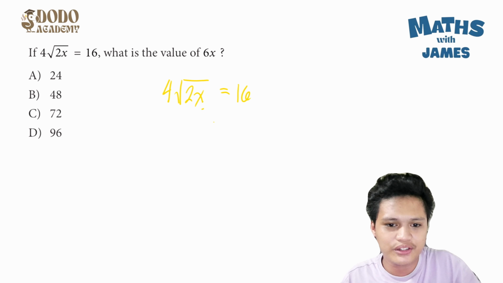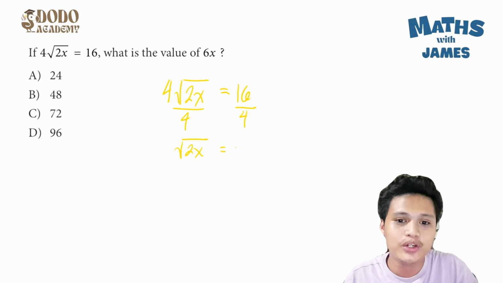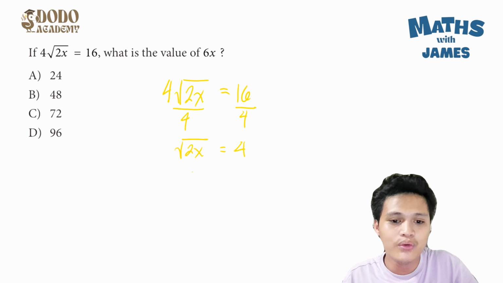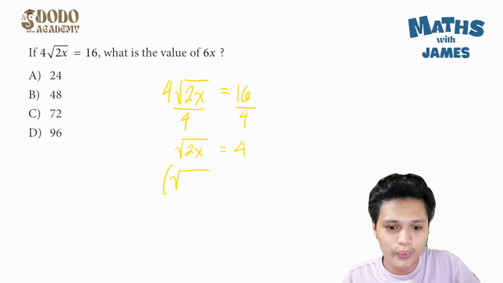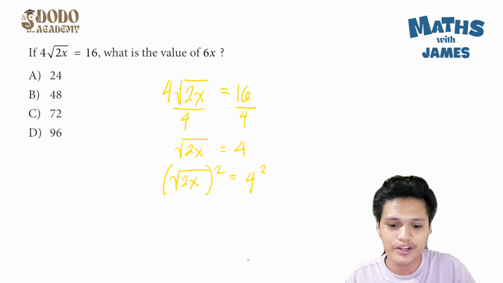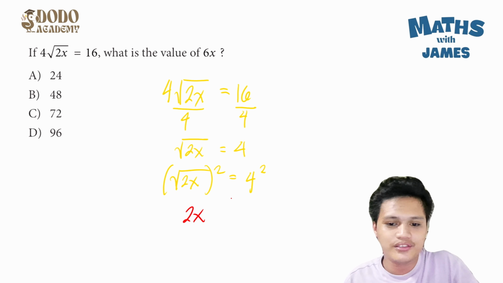This is done by dividing both sides by 4, and we obtain the square root of 2x, and on the right hand side of the equation, 16 divided by 4 is 1. Now, we square both sides, so the square root and the square cancel out, and we do the same thing on the right hand side of the equation. Therefore, it results in just 2x equals 1 squared, which is of course 1.